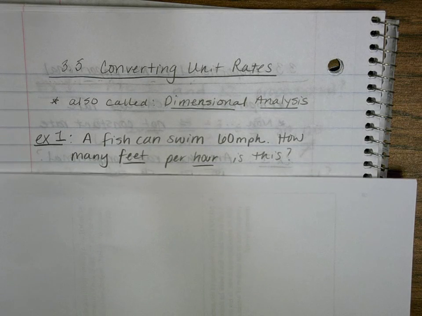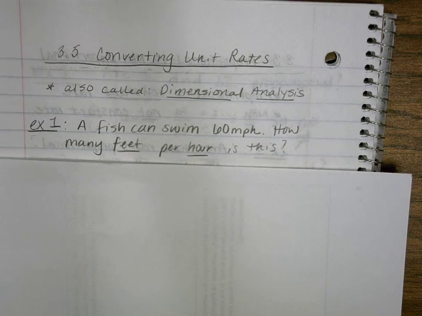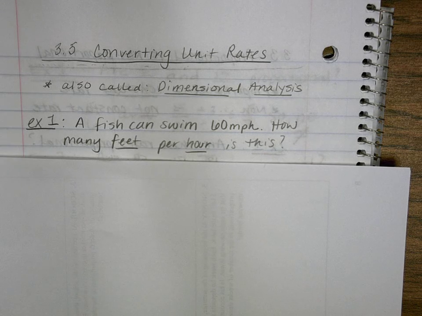Okay? So here's your example. This is the fish problem. This is a super fast fish. It says a fish can swim 60 miles per hour. MPH is miles per hour. I think you know that. How many feet per hour is this? So we have miles, and we're going to convert to feet, right? We don't have to change the hour. It says miles per hour, and now we want feet per hour.